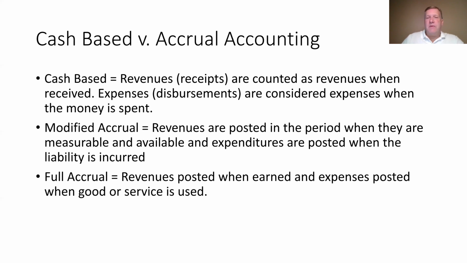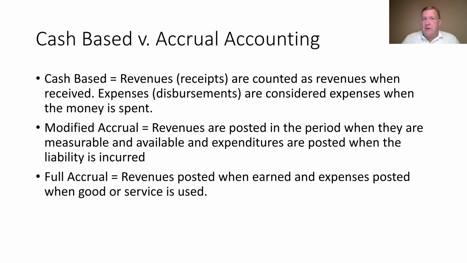In a modified version of accrual accounting, which a lot of local governments use, revenues are posted in the period when they are measurable and collectible. Now, what does that mean? That means that under a modified accrual system, let's say you have a fiscal year that runs from July 1st until June 30th. Your fiscal year ends on June 30th, but you have property tax revenues that are scheduled to come in on July 15th.